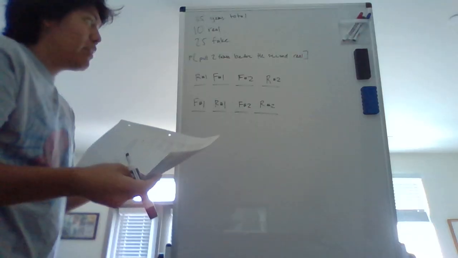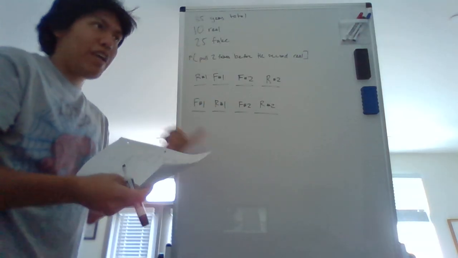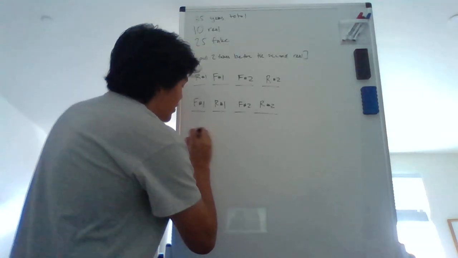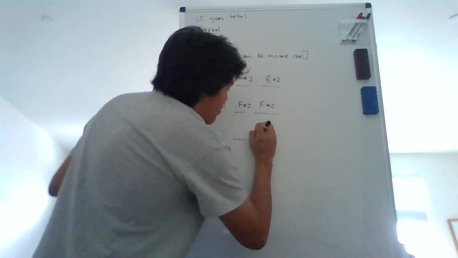Oh, but what about if we pulled the fakes out first, and then the first real, and then the second real? That's still another way. So real number 2 at the end.